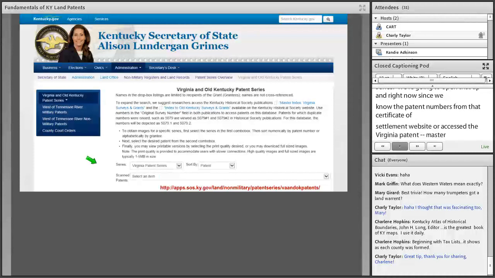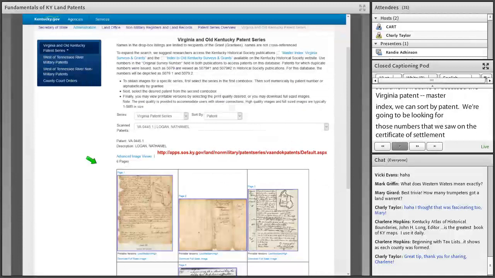And we're going to be looking for those numbers that we saw on the Certificates of Settlement pages. And by the way, we could have clicked there and opened up the images as well. There we see the scanned images of the warrant. No, the warrant isn't available for this. It's the survey and the front of the document, the back of the document, the land office copy of the survey, and then the last two pages are the land office copy of the grant. It was divided into two parts during scanning.